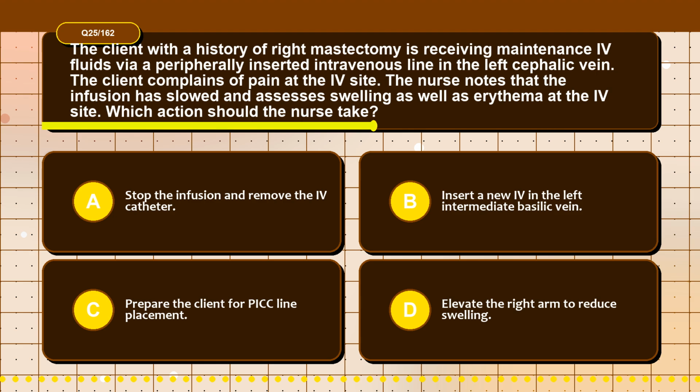Here are the options. Option A, stop the infusion and remove the Roman IV catheter. Option B, insert a new Roman IV in the left intermediate basilic vein. Option C, prepare the client for PICC line placement. Option D, elevate the right arm to reduce swelling.